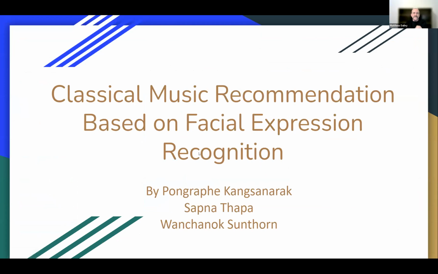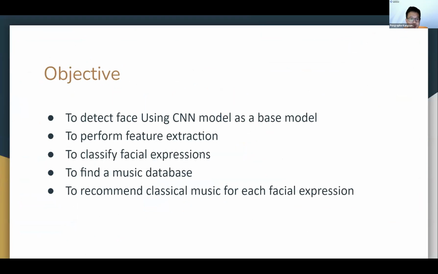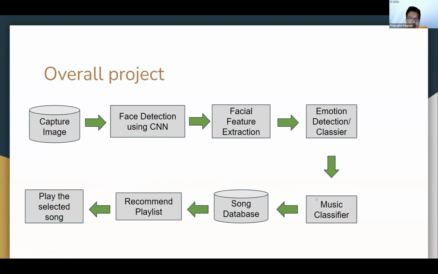Our project is about classical music recommendation based on facial expression recognition. We use a CNN model as a base model to detect the face from the database, and then we classify it as sad, angry, or happy, and find a suitable music from the music database. We find a suitable song to recommend for each facial expression. This is the overview of the project.